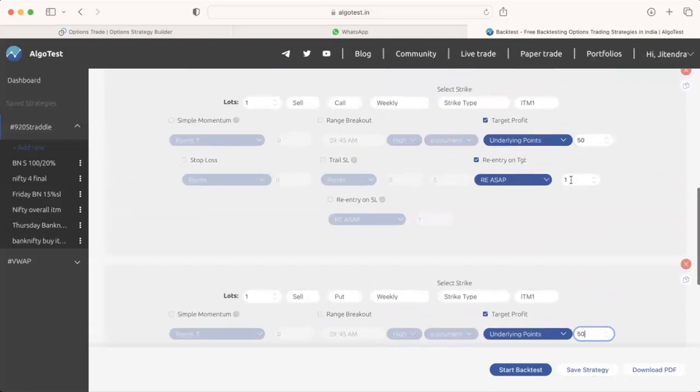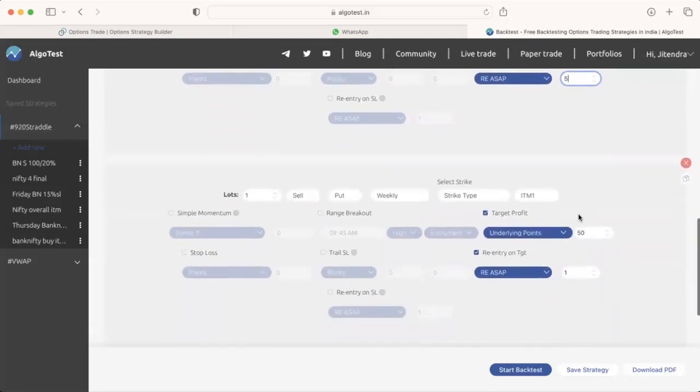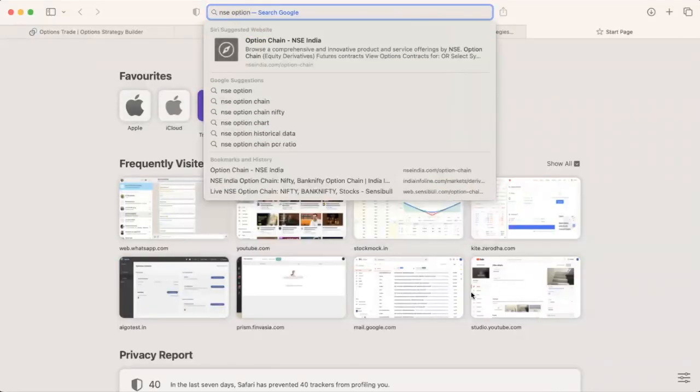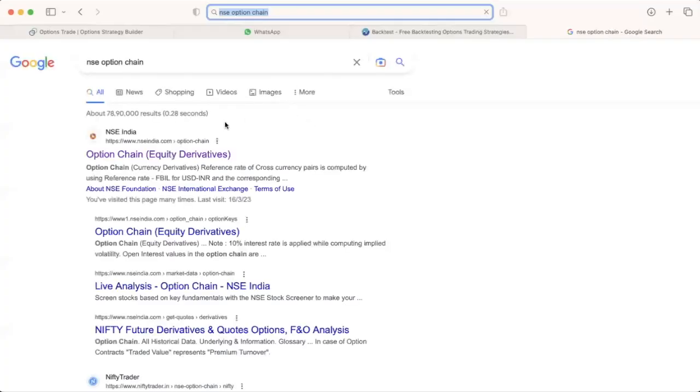So what is this one? This is one time. So I am doing it 5 times. 5 times I'm doing, that is every time, because the strategy which we are building is in the money. So I'll just give you the option chain.